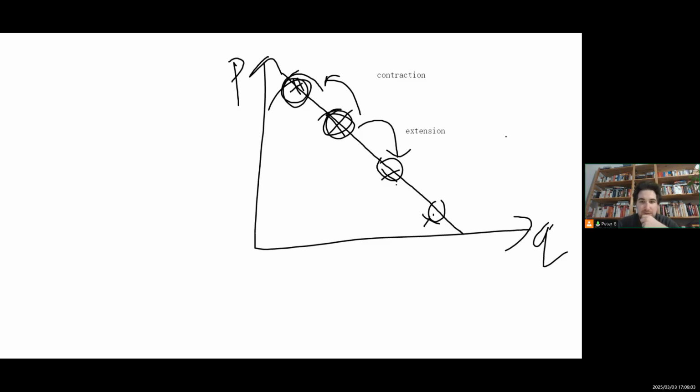Now, next video, we're going to talk about what it means to actually shift the demand curve, what it means to move it out or down, or left or right, however you want to call it. But we'll talk about that next time.